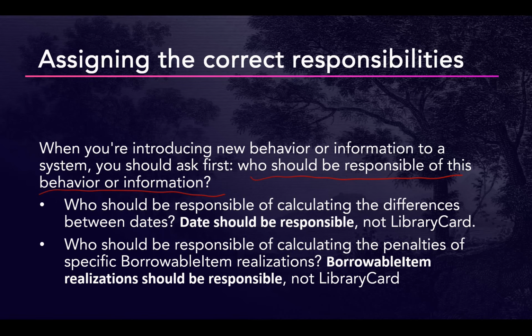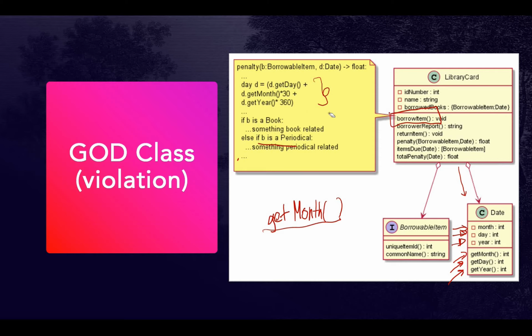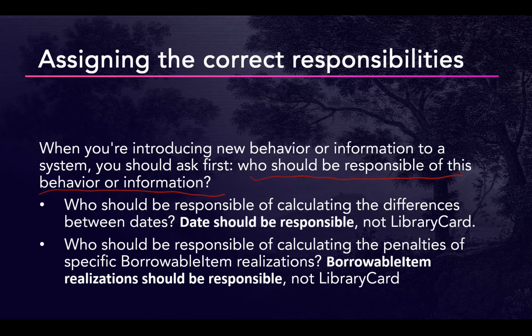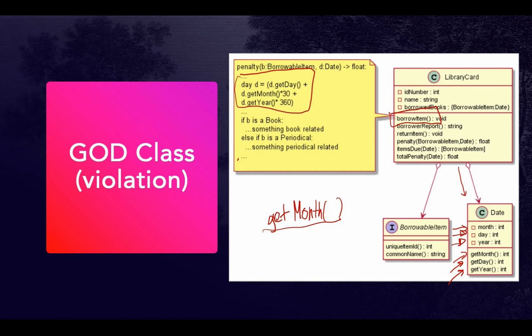So, for example, when you're calculating the differences of days to be able to correctly calculate the penalty, you use this part right here to calculate that. You should first ask yourself, who should be responsible for calculating the differences between dates? It shouldn't be library card, because library card is just a library card. It is just meant to represent the things that are being borrowed. It should be able to borrow things, return things, and etc. What should be responsible for this behavior is the class Date itself. A date would know how to subtract other dates to get how many days are in between this date and this date, for example.